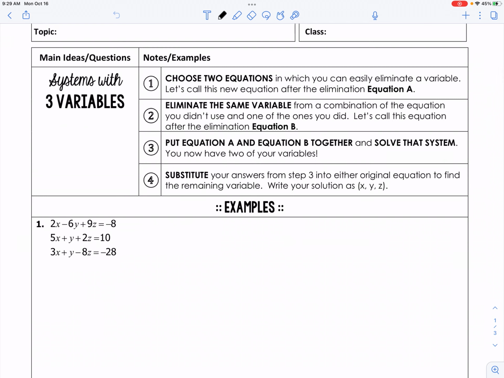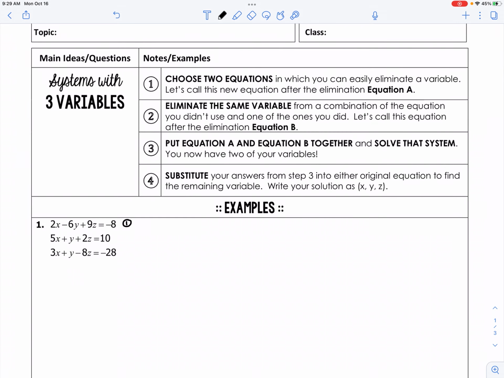The first thing I want you to do is label them 1, 2, and 3. And I usually circle them. I go 1, 2, and 3. Because we're going to choose, like it says in step 1, two equations in which you can easily eliminate a variable, whether you can automatically see a zero pair, or maybe we have to multiply one of the equations by a number to be able to get that zero pair. But like it says, let's call this new equation after the elimination equation A. I'm not going to do that. I usually just call that equation 4, since I'm labeling 1, 2, 3, 4.